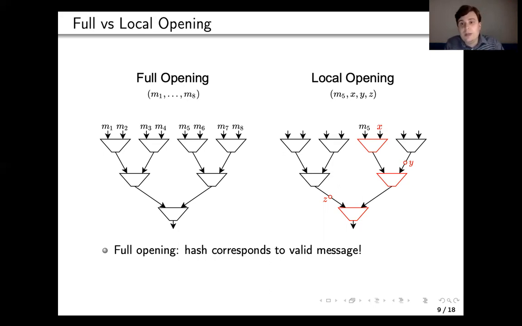And the local opening, as I explained at the beginning of the presentation, is that you are not providing all of these inputs, but only one input on every level. Now, the reason why this notion is going to become interesting is because when you're looking at a full opening, you can guarantee that your hash corresponds to a valid message. But for a local opening, that's not necessarily the case. The hash at the end might not correspond to a valid entire tree. Okay, so this is one thing that we want to introduce, this notion of full opening versus local opening.